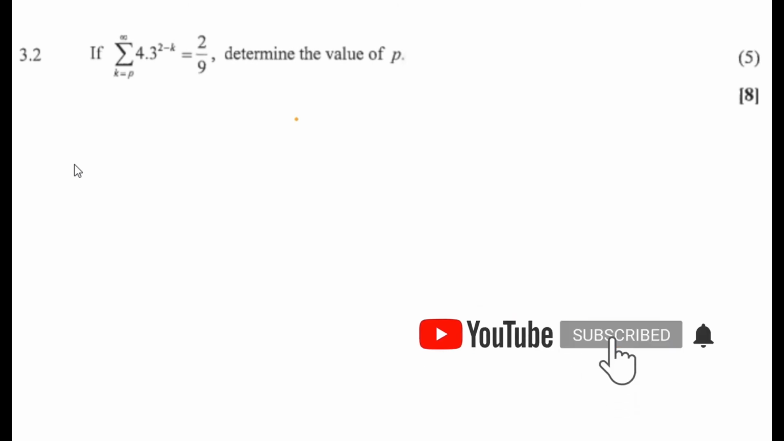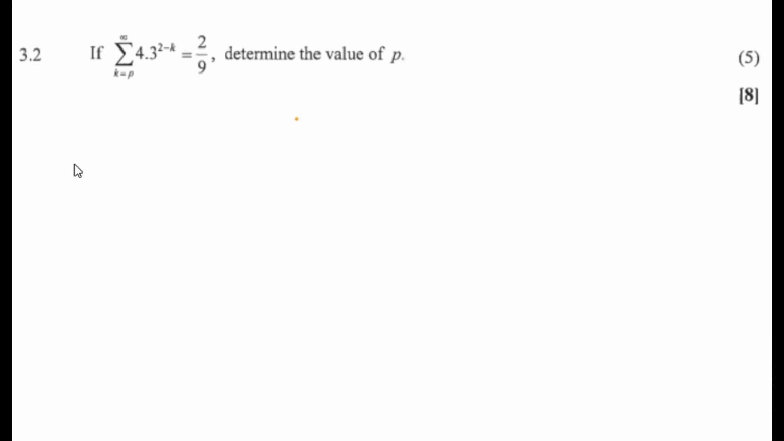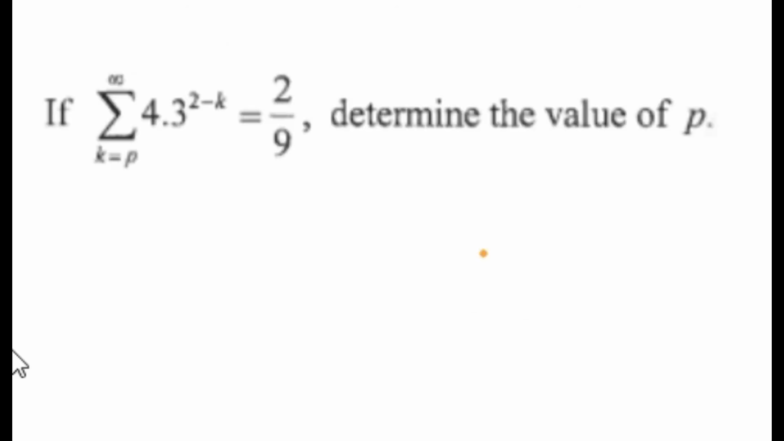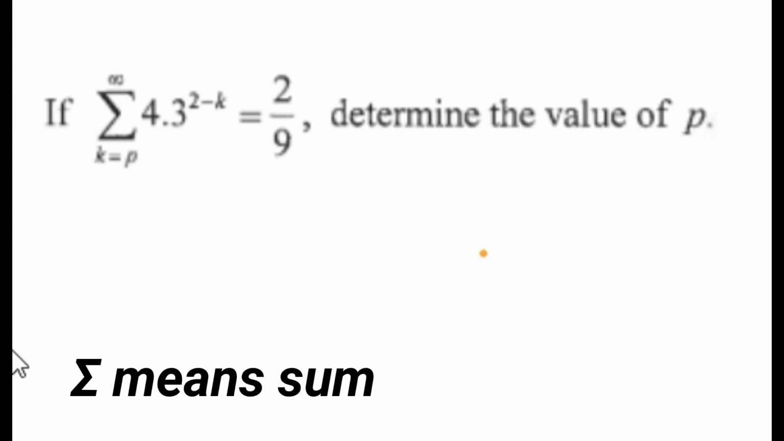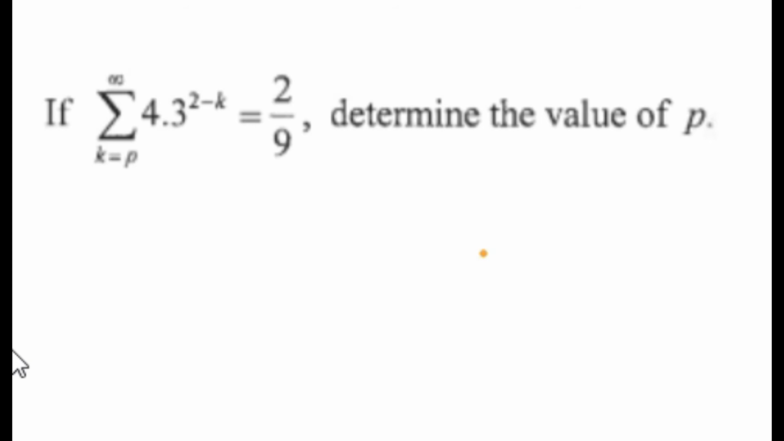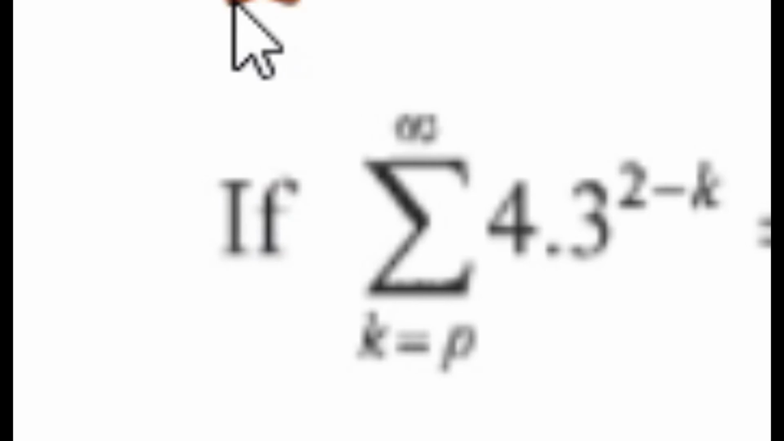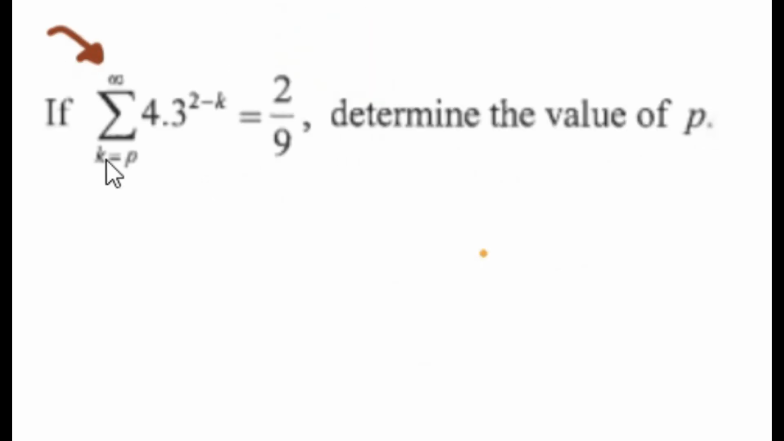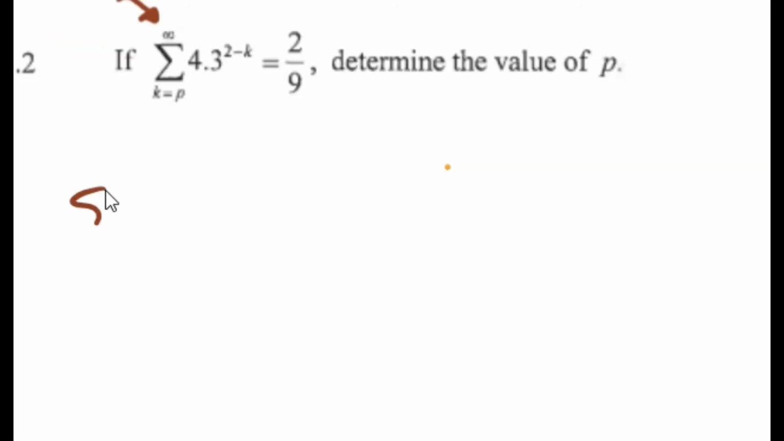So 3.2 says if the sigma notation is equal to 2 over 9, determine the value for p. Now to answer this question, we understand that sigma means sum, right? So this question is saying that the sum to infinity, I know that it is infinity because of this symbol over there, that means sum to infinity, right? So it means that the sum to infinity is 2 over 9. That's exactly what this tells me.